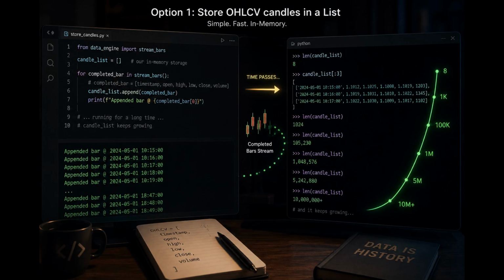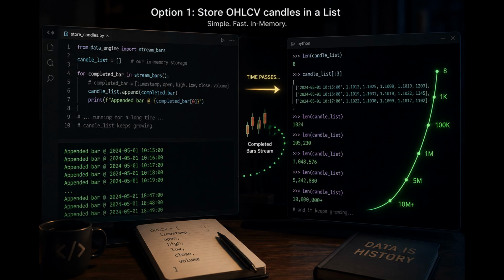The first solution many programmers would probably consider is a simple Python list. We start by creating an empty list, and every time a new candle is completed, we simply append it to the end of the list. It's straightforward, easy to understand, and for many small applications, it works perfectly well. The problem is that our trading bot never stops receiving market data. Every minute, another candle is added. After one trading day, we have hundreds of candles. After a few weeks, tens of thousands. Eventually, our list just keeps growing. That means more memory is used, more data is processed, and calculations become increasingly inefficient.